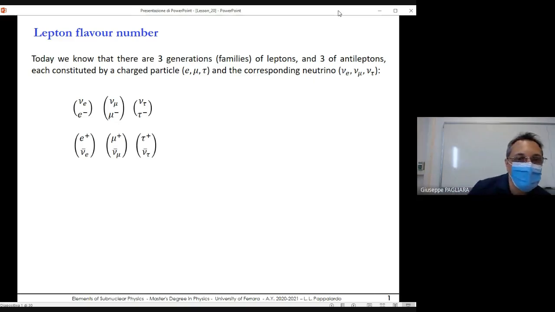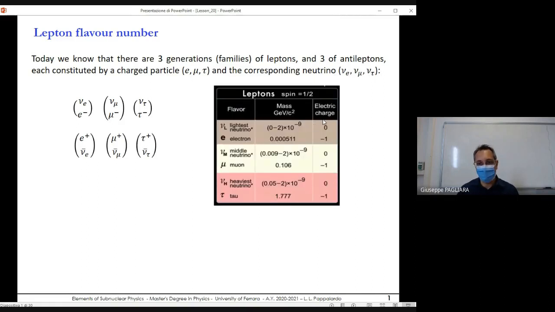So, as you know, today we know that there are three generations or three families of leptons, and three of antileptons to correspond. Of those, three are charged: electron, muon, tau lepton, and then we have the three corresponding neutrinos: electron, muon, and tau. And here you see the main features. You have the electric charge, which is 0 for neutrinos and negative for the charged ones, and the mass, which is pretty light for the electron, as you know, half an MeV. Then it is something like 200 times heavier for the muon, and much, much heavier for the tau. The mass of the tau is almost twice the mass of the proton.